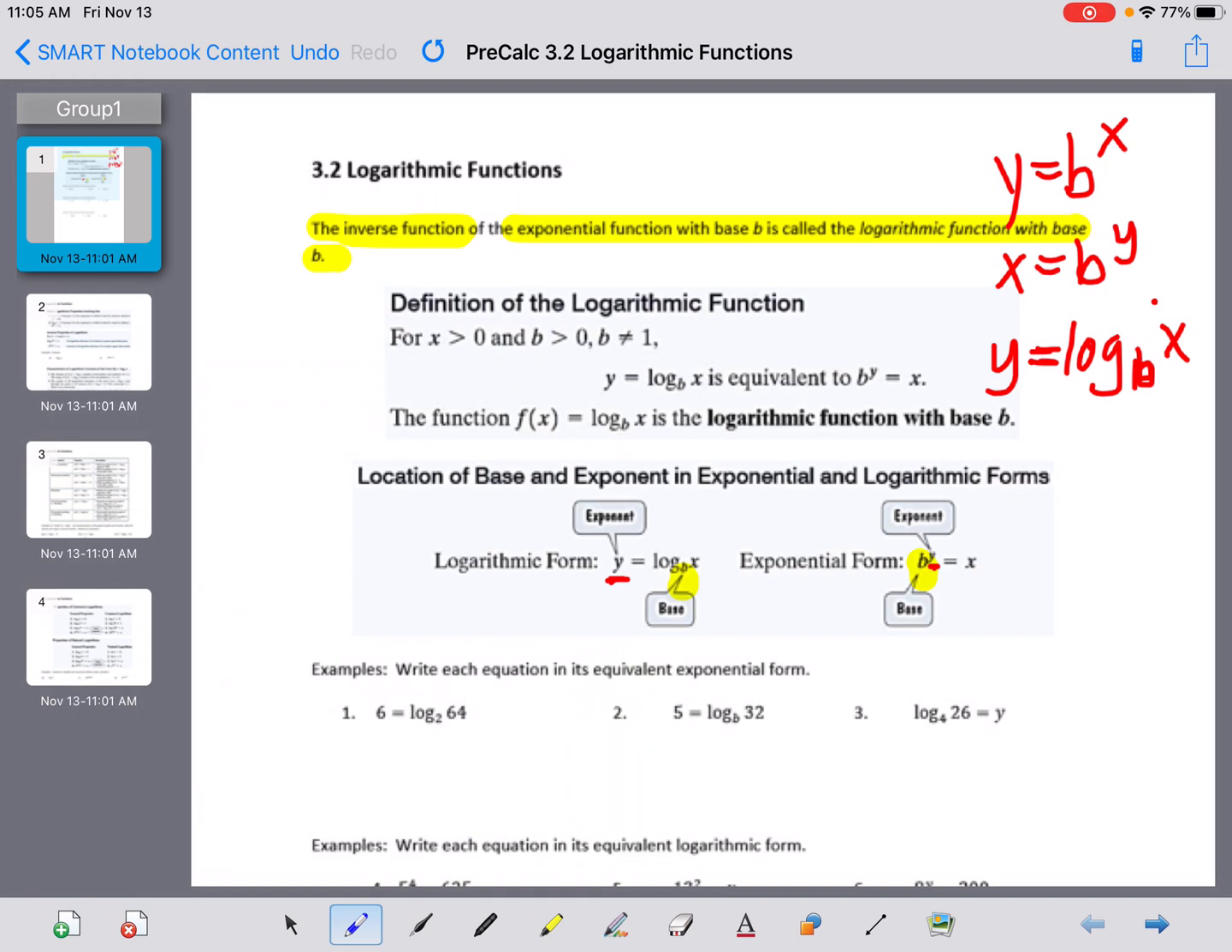So on 1 through 3 here, they're already in logs. We want to change it back to exponential, okay? That's the flip. That's all we're doing here. So I always start with my base. The base is the tiny subscript. Now I make it my big number, so it's 2.